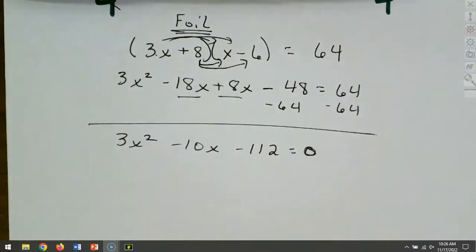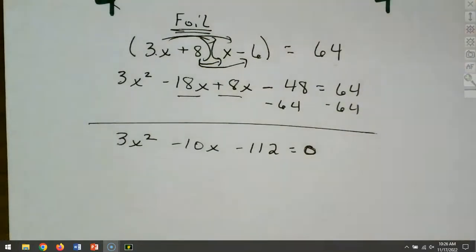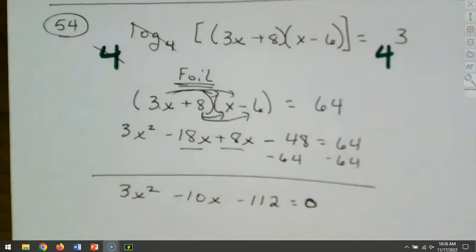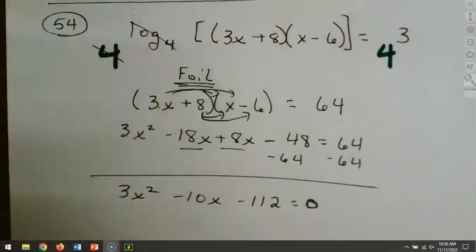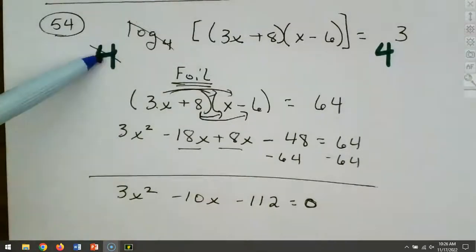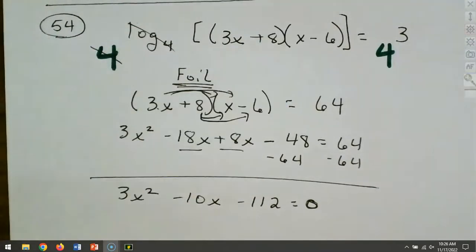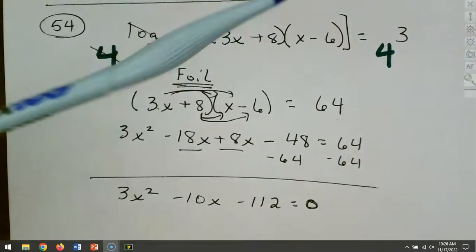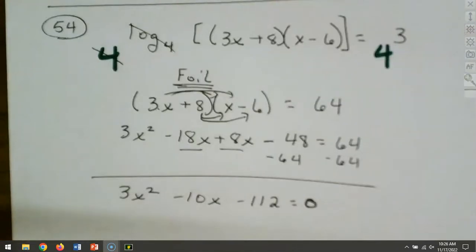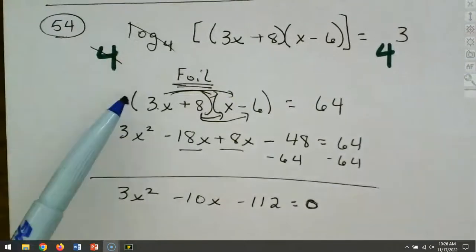Is everyone all right with what I did there? So I used a power of 4 to get rid of that log base 4. Whatever you do to one side, you have to do to the other. So this one and this one are the same, so take both of them to the 4th power. Those can cancel, and that gives you that 4 cubed there. 4 cubed is then 64, right? And then that gave us this.